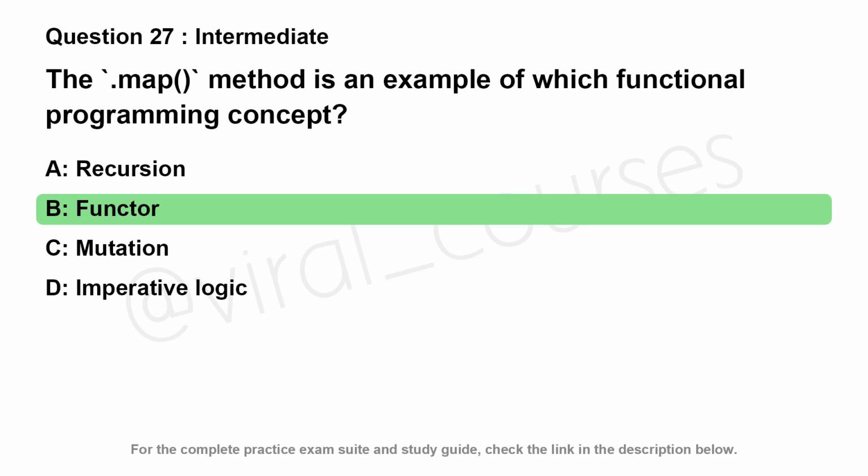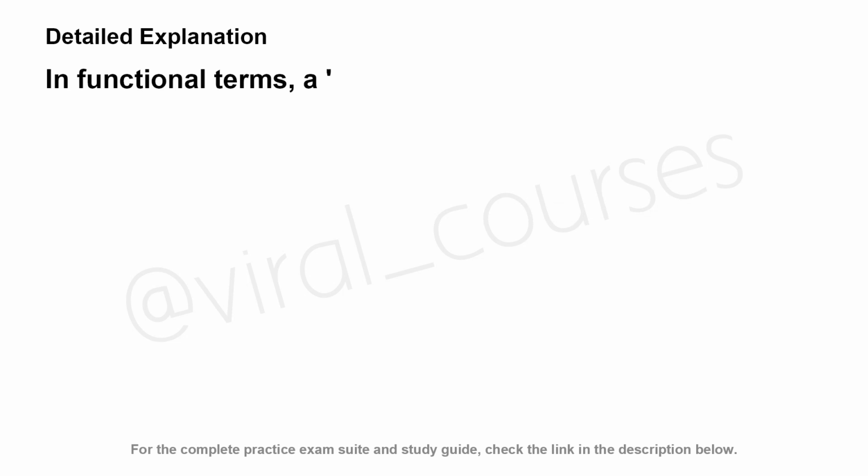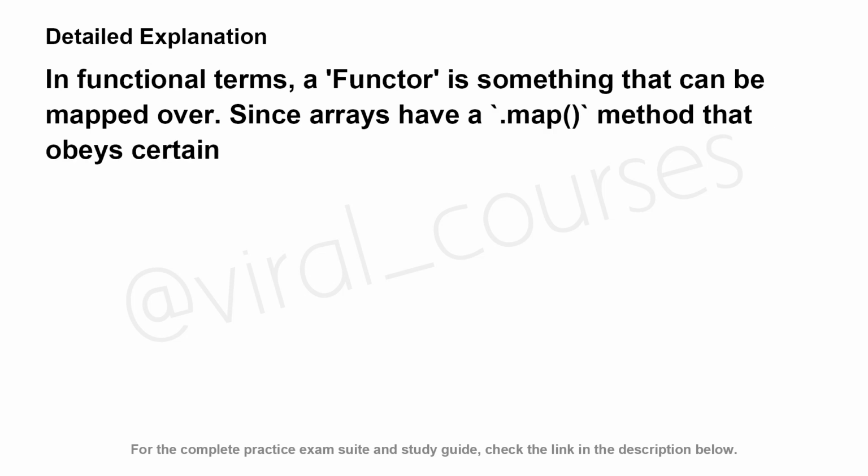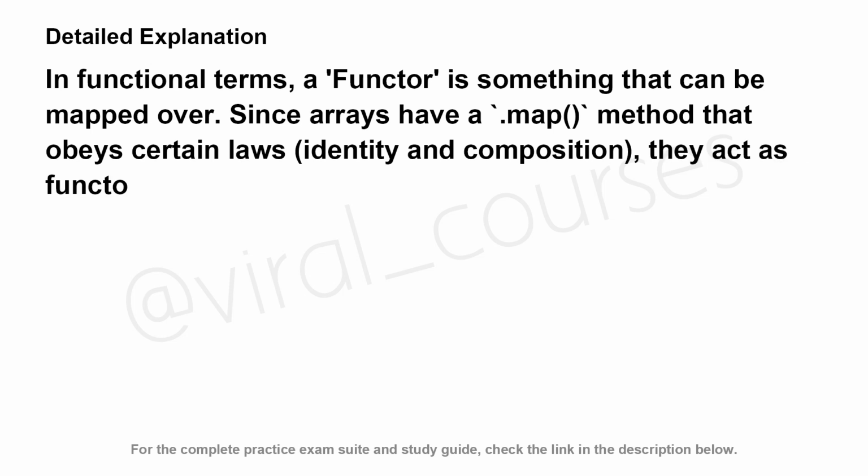The correct answer is B. In functional terms, a functor is something that can be mapped over. Since arrays have a .map method that obeys certain laws, identity and composition, they act as functors.